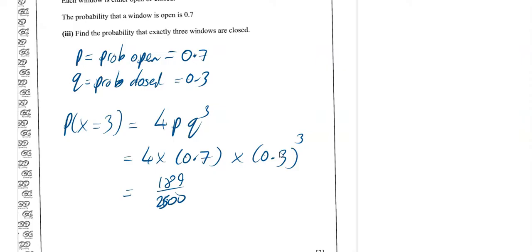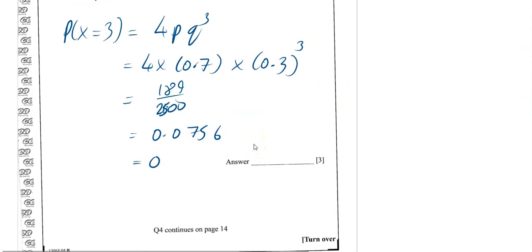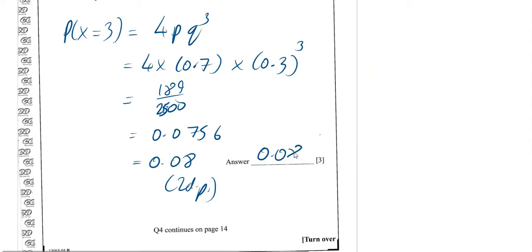It comes out on my calculator as 0.0756. That's perfect. And then 3 sig figs as it gives you here. That's what you get. But it's 2 decimal places you want to give it to. So really that's what it is, to 2 decimal places. So that's what we're looking for then as our answer, we assume. Okay.